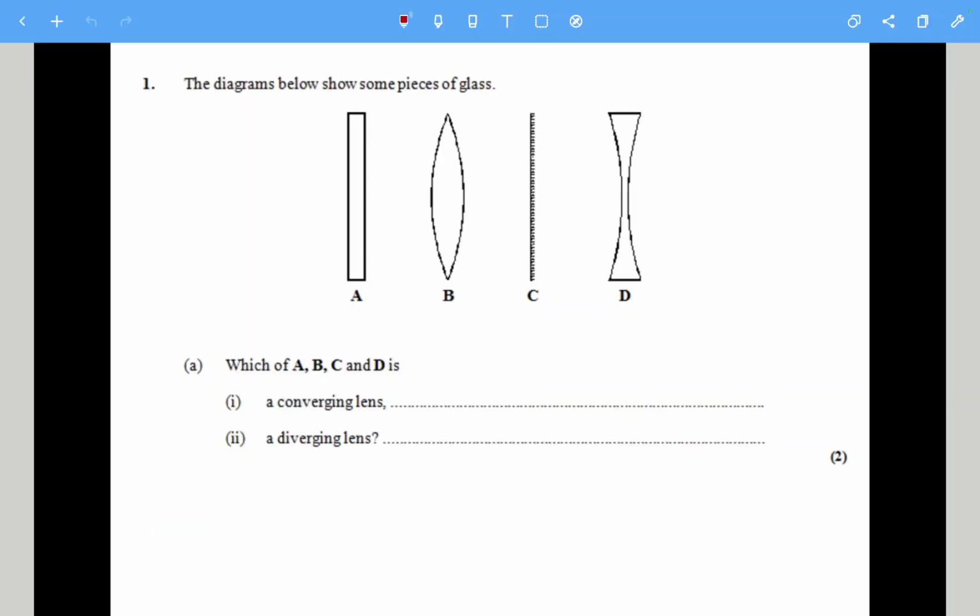Remember to pause for each question, write down your answers, and then I'll take you through the answers. So the diagrams below show some pieces of glass. Which one, A, B, C or D, is a converging lens? So a converging lens is a convex lens, which is B, and a diverging lens is a concave lens, which is D. A is just a rectangular piece of glass, and C is a mirror.